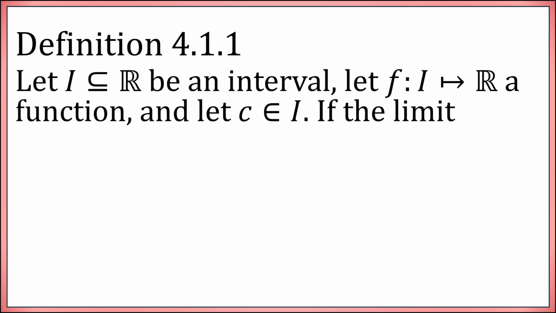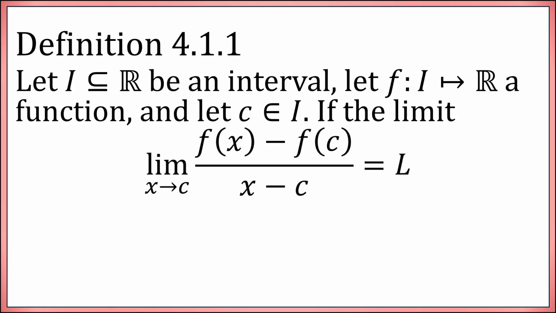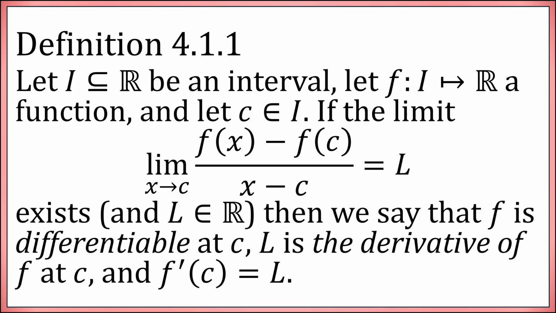Suppose I is an interval and f is a function whose domain is that interval. Now pick a point c in the interval. If the following limit, the limit as x approaches c of (f(x) minus f(c)) over (x minus c), is equal to L, in other words, this limit exists and is a real number, not plus or minus infinity, then we say that f is differentiable at c, L is the derivative of f at c, and f prime of c is equal to L. This apostrophe prime notation is how we're going to be denoting derivatives.